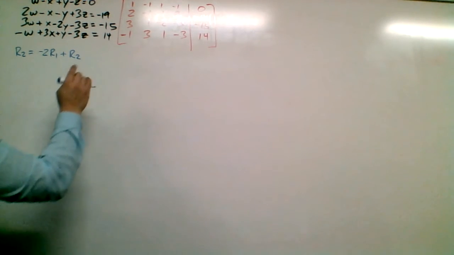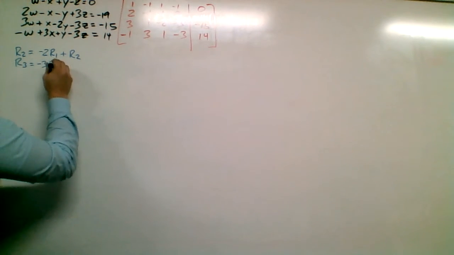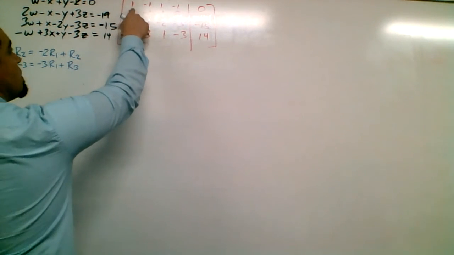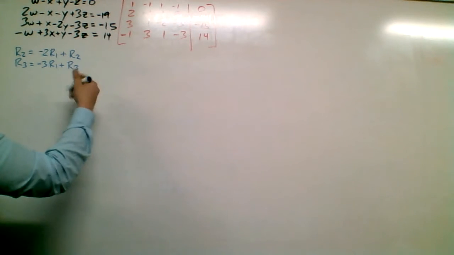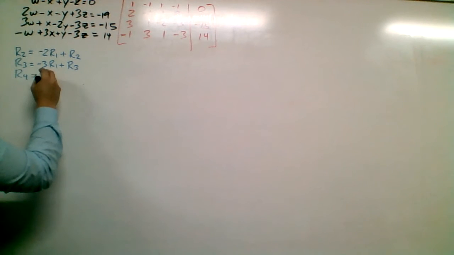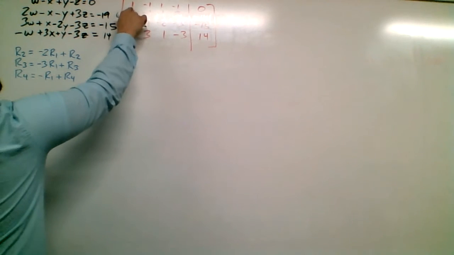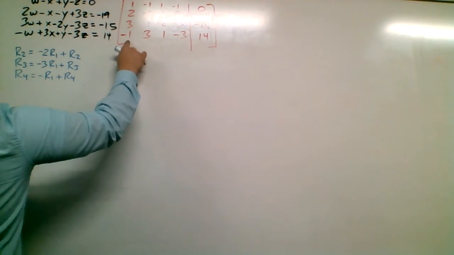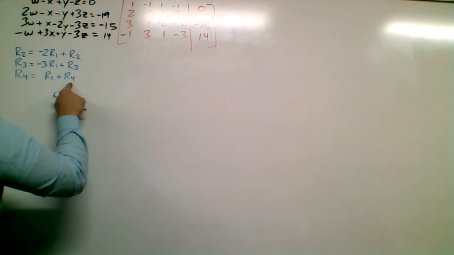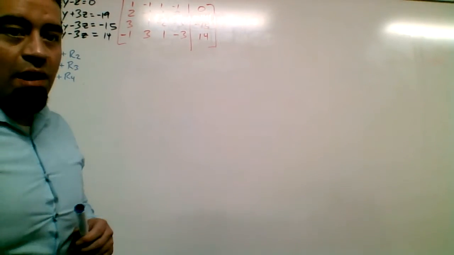I'll also simultaneously do row 3 equals -3 times row 1 plus row 3, because if I do -3 times 1, that's -3 plus row 3 is going to give me the 0 that I want. And then the final step I'll do is I'm going to replace row 4 with negative row 1 plus row 4, because if I do negative row 1, it's going to give me -1 plus row 4 is, well, actually, let me rethink that. It's not negative, it's going to be positive row 1 plus row 4, and that'll give me the 0 that I'm looking for. So I'm going to do those row operations.